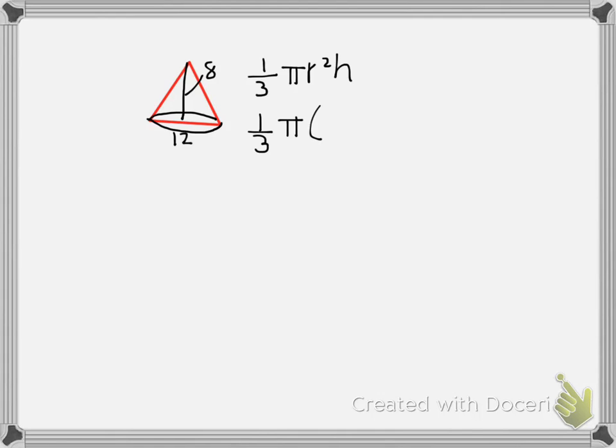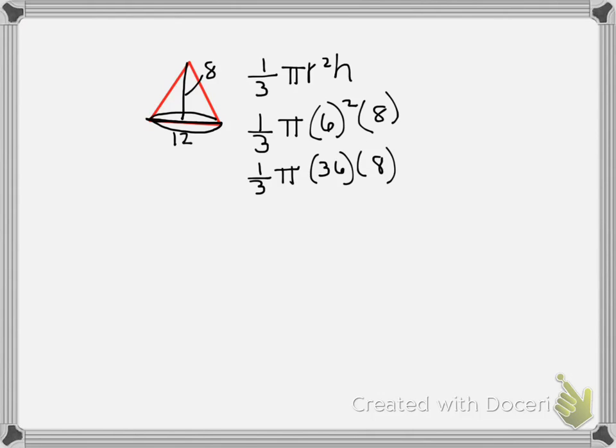Now here we see that all the way across is 12. Well, that's the diameter. I don't need the diameter, I need the radius. So I have to take half of that, which is 6 squared, and then times 8. So then I'm going to say 1/3 pi, and then 6 squared is 36 times 8. Well, if I don't have my calculator, these are large numbers to work with.